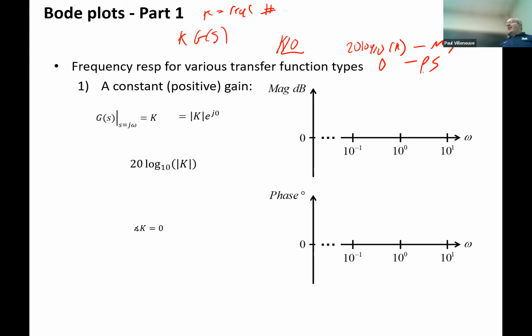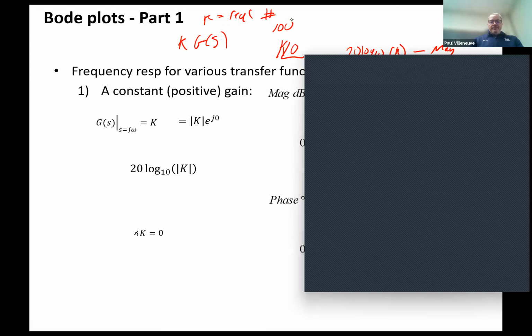So every time we introduce a gain, we do nothing to the phase shift. But the magnitude, we can either increase it or we can decrease it. If K is equal to 100, we're going to do 20 times log 10 of K. That's equal to 40 dB. We're going to add 40 dB to whatever our system is. So if you want your system to be stronger, you multiply by a larger value.